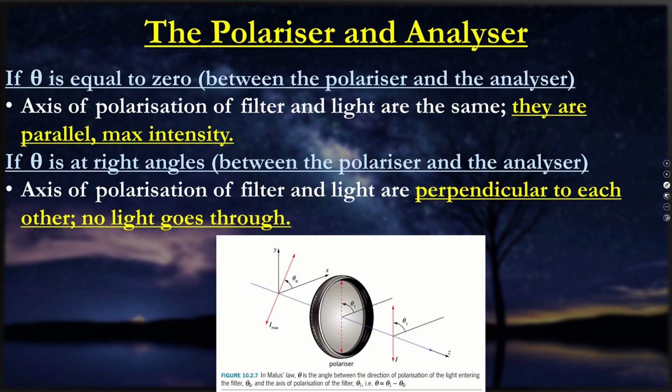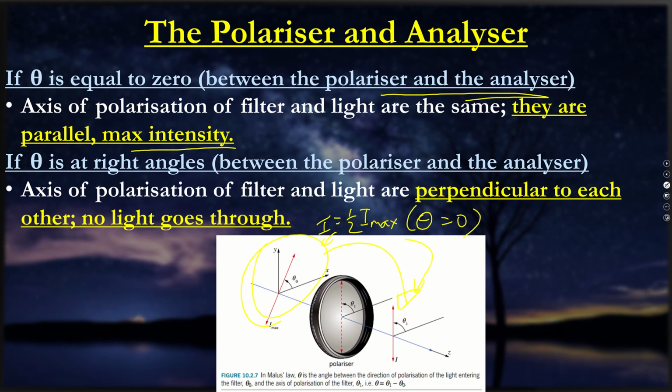So, like we said, if the angle between the polarizer and the analyzer are parallel to each other, then you have maximum intensity. So from the first filter here to this one here, assuming the angle theta is 0, then whatever this was, let's say this was half of the original here, this would also be half of the original if theta between the two filters is 0.